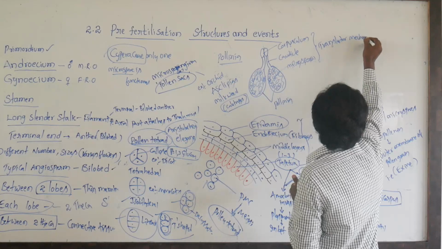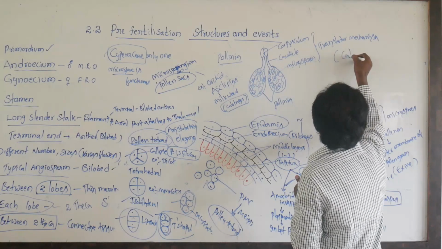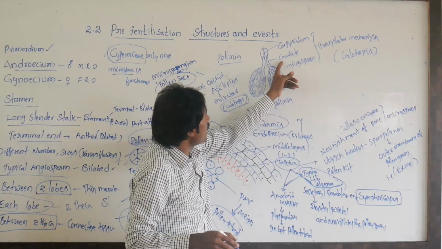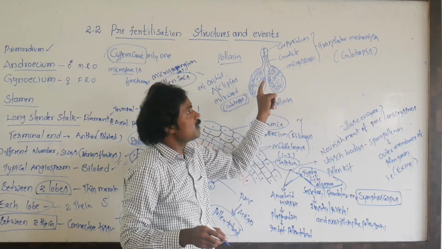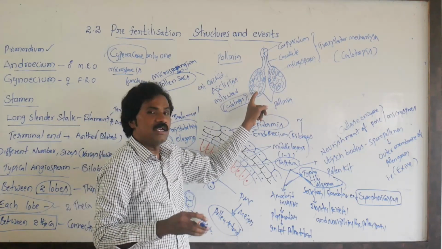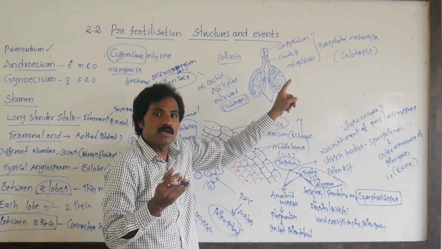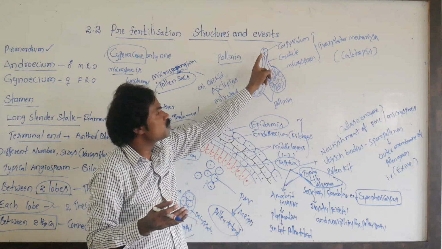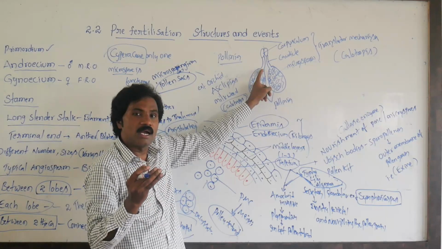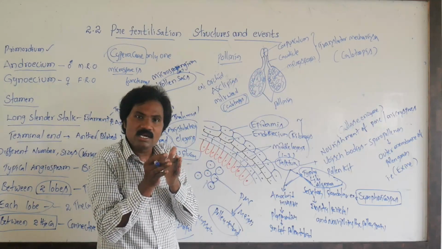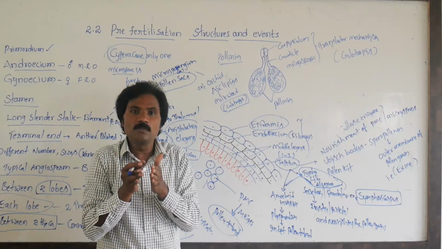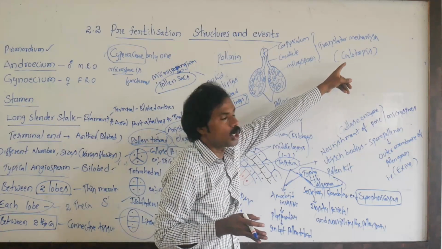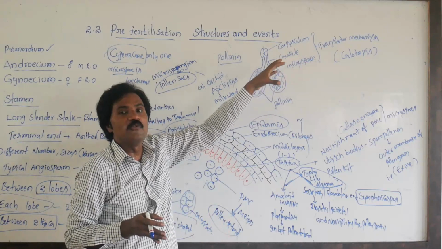This we call the translator mechanism. Normally we observe it in Calotropis. So corpusculum, caudicle and Pollinia. In orchids and Asclepias, Pollinia only is present, whereas in Calotropis, like milkweed, Pollinia are connected with the corpusculum, then caudicle. Corpusculum, caudicle and Pollinia together we call the translator mechanism. That is important. In which type of plants is the translator mechanism observable? Your option will be Calotropis, or commonly called milkweeds.